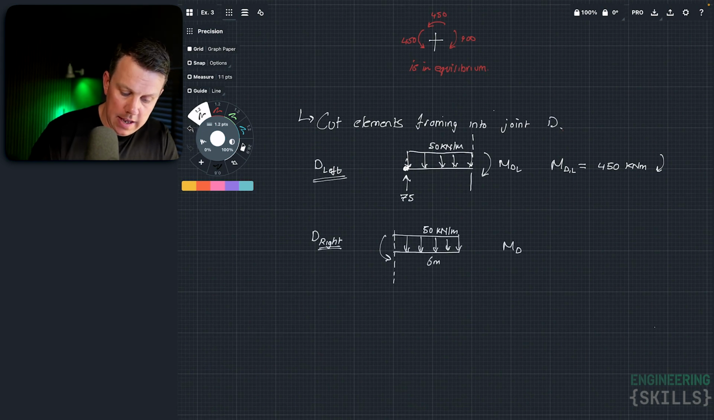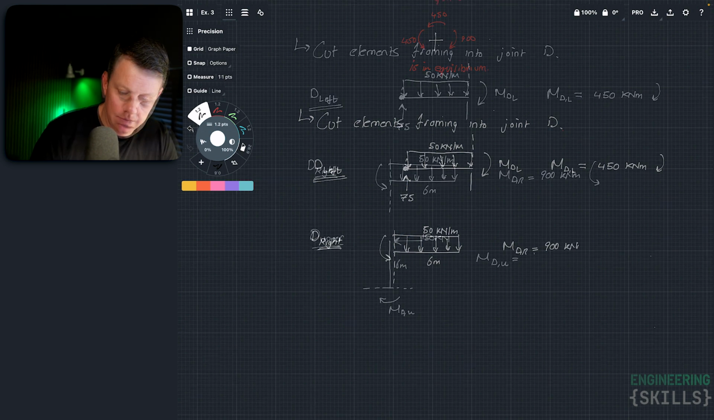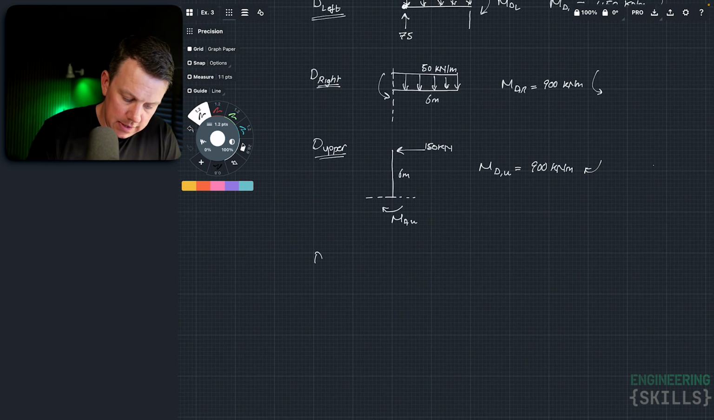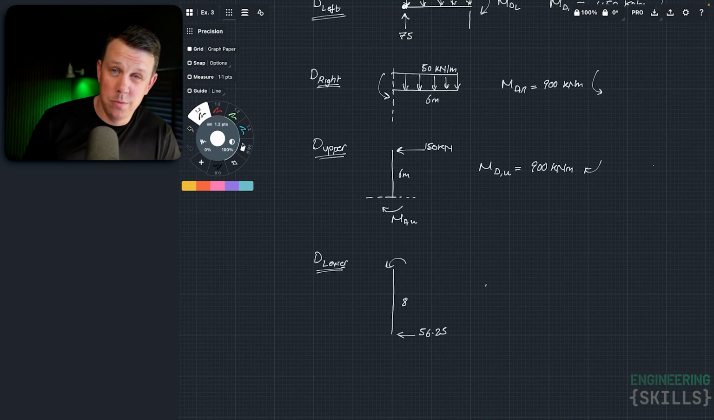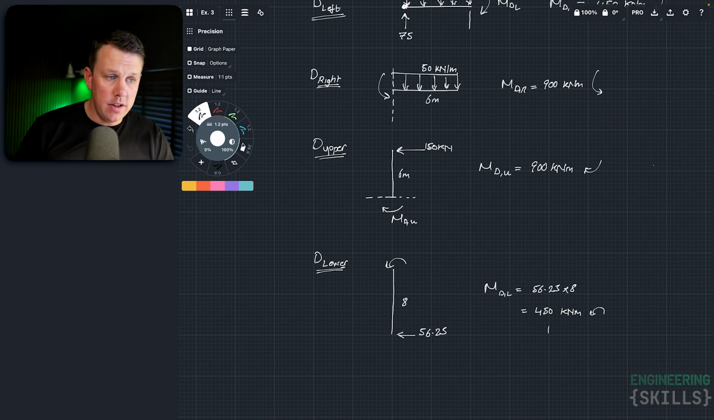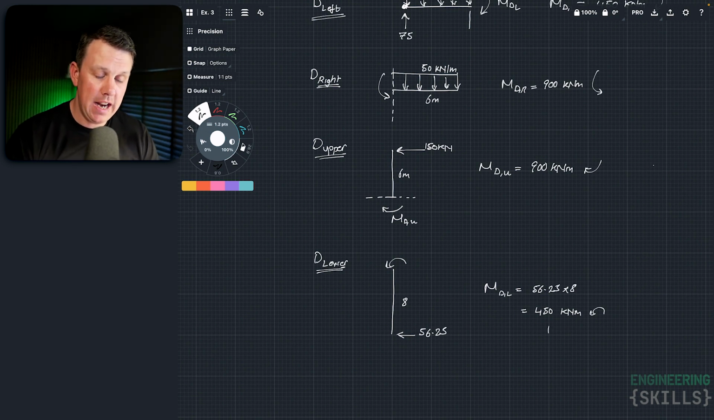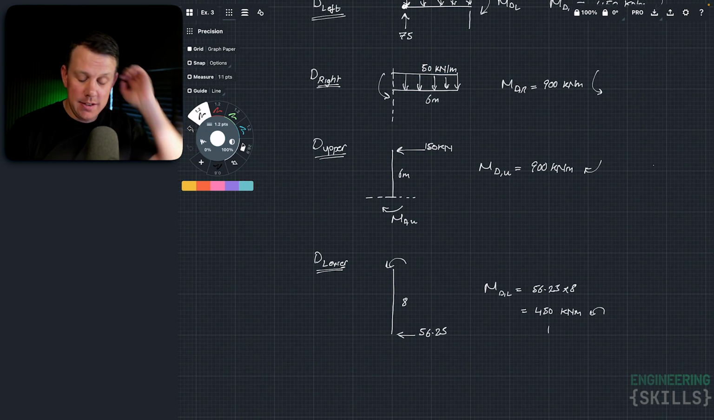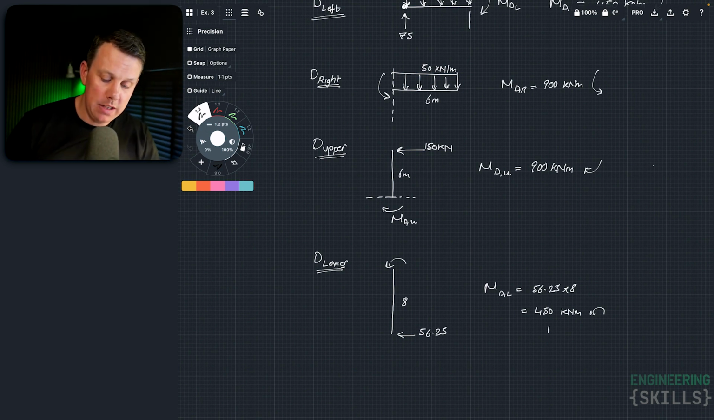So based on that, MD right is going to be 900 kilonewton meters, as shown. That's just the 150 by 6, which is 900 kilonewton meters. And then D lower, which is clearly 56.25 by 8, which is 450 kilonewton meters, again as shown. Alright, so there we have it. We have pretty much every value that we need except the local maximum, so we'll deal with that in 2 seconds.